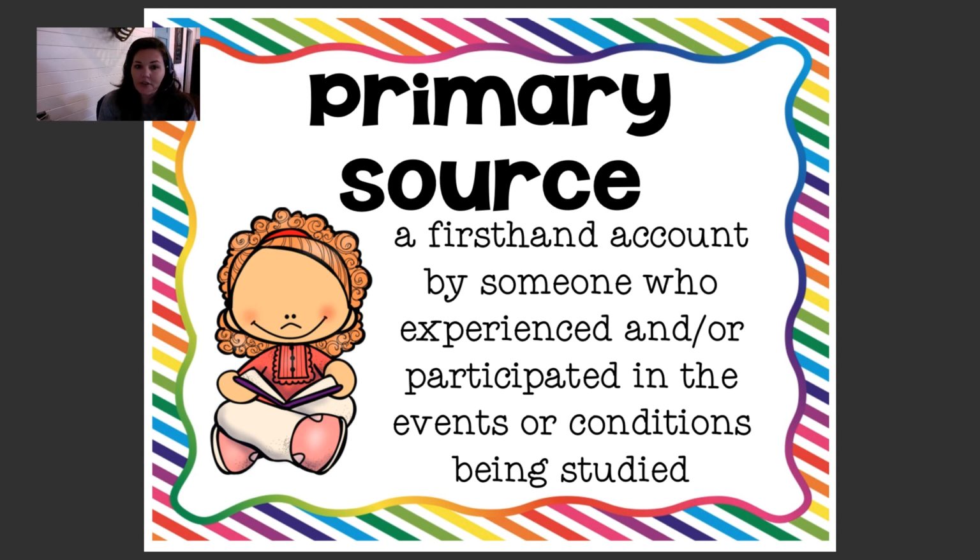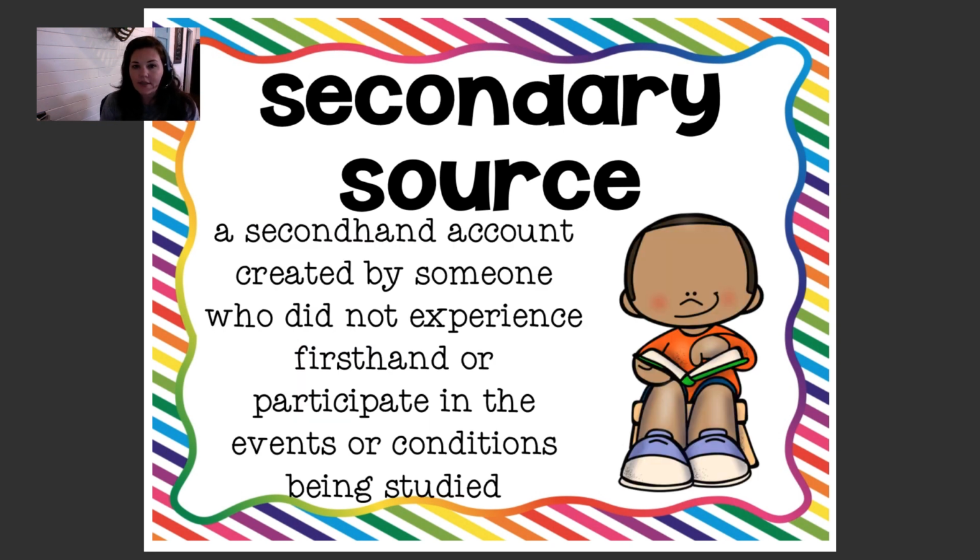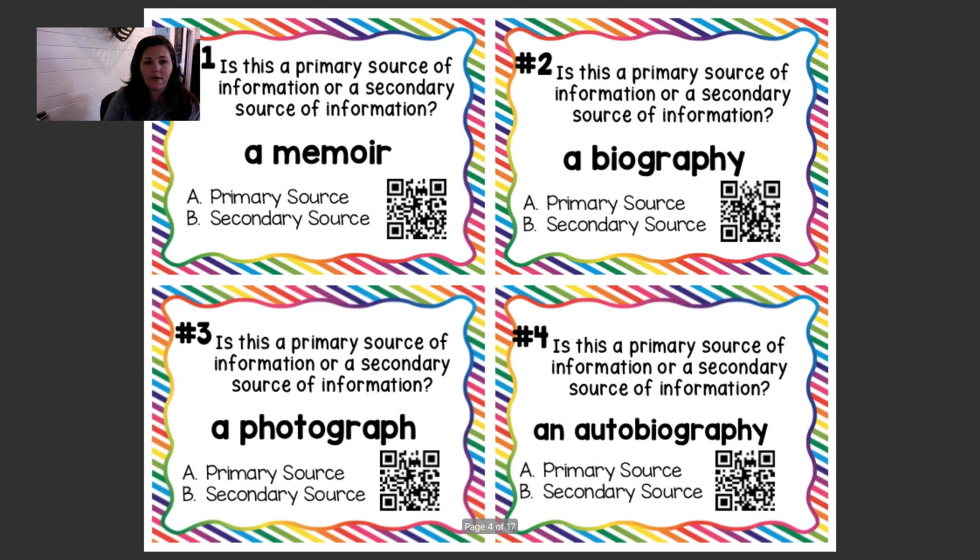It says a primary source is a first-hand account by someone who experienced and/or participated in the events or conditions being studied. That last line is very, very important. It has to fit the context being studied. In contrast, a secondary source is a second-hand account created by someone who did not experience firsthand or participate in the events or conditions being studied. So let's look at some samples and see if we can figure out if they are primary or secondary sources.